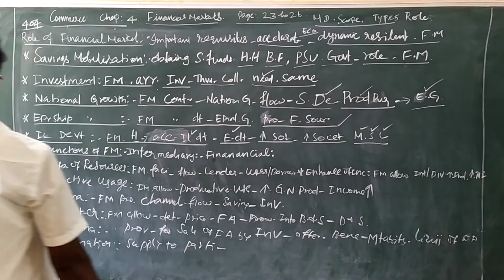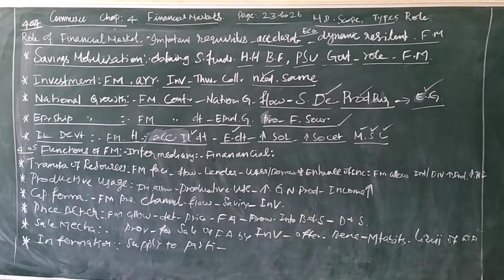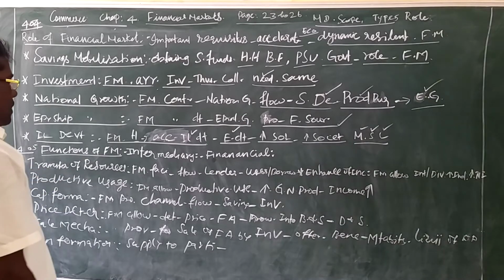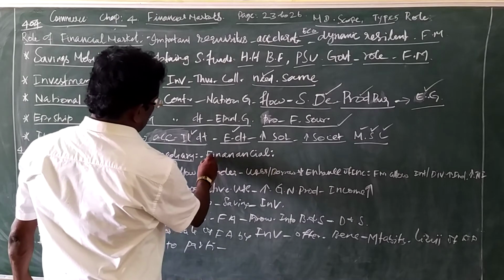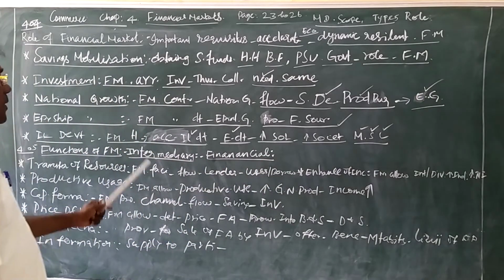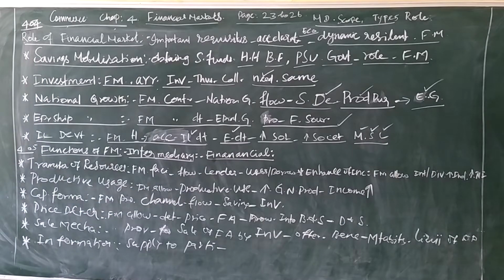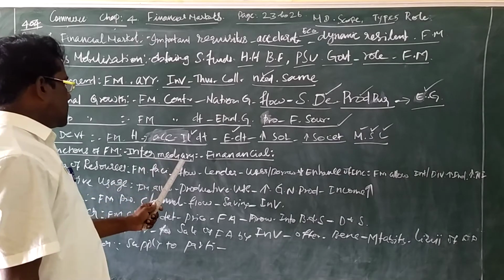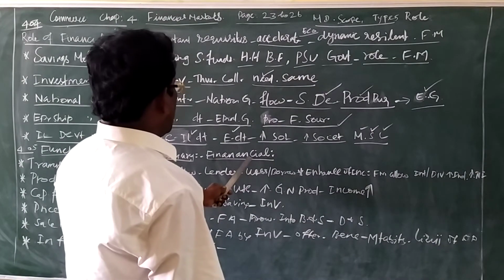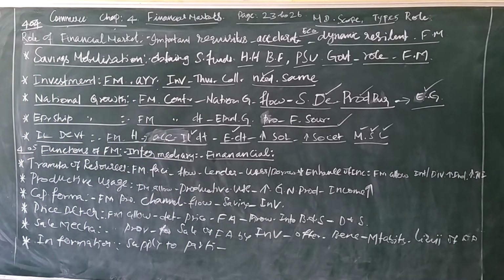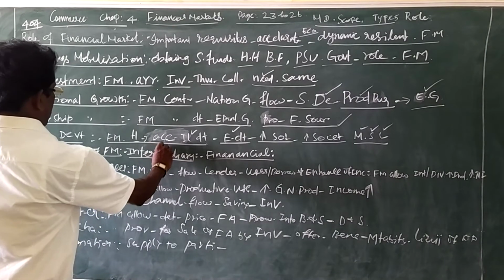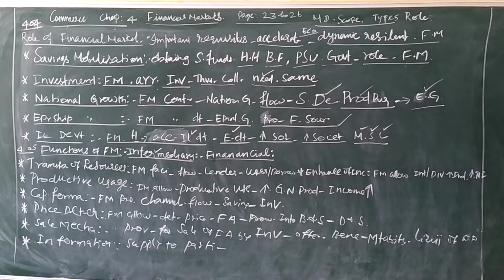Then the next topic is 4.05, functions of financial market. The functions performed by the financial market may be categorized or classified into two categories, namely the intermediary function as well as the financial function. The functions performed by the financial market are classified into two major headings, namely intermediary function and financial function. First of all, we are going to see what are the intermediary functions performed by the financial market.